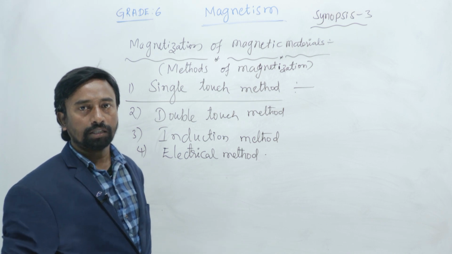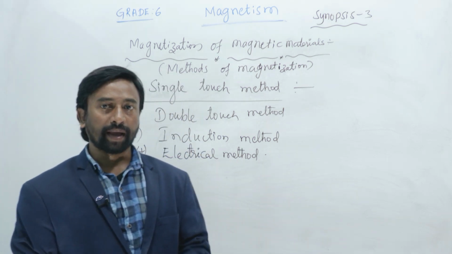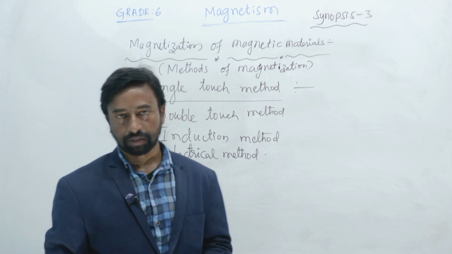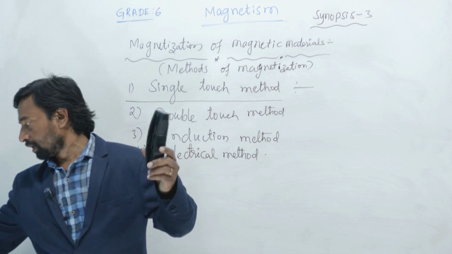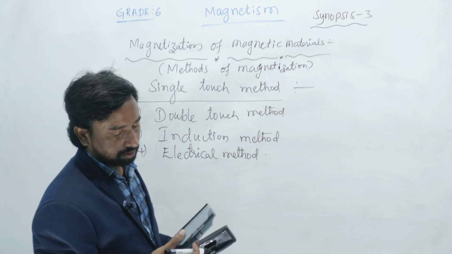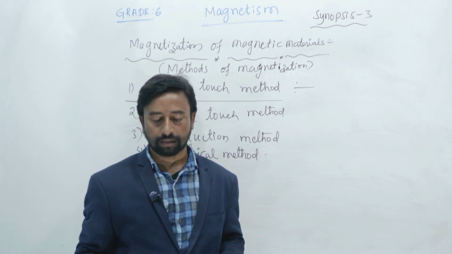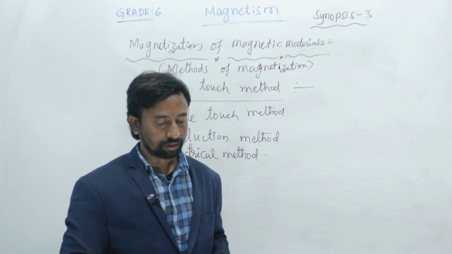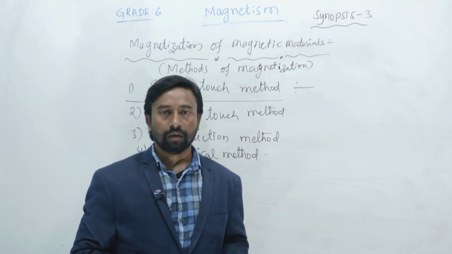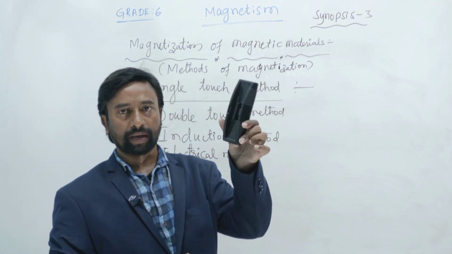So what is the single touch method? How can magnetic materials be magnetized? Suppose this is a magnetic material and this one is a non-magnetic material. Otherwise we can take nails. How can the nails be magnetized? Simply, suppose it is a magnetic material and this is a natural magnet.